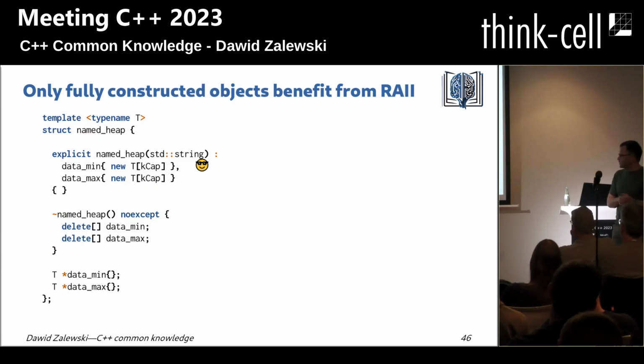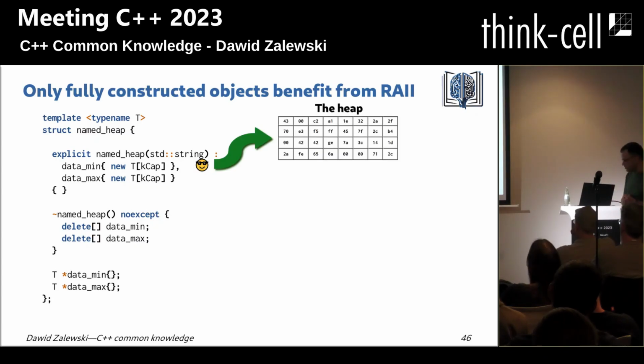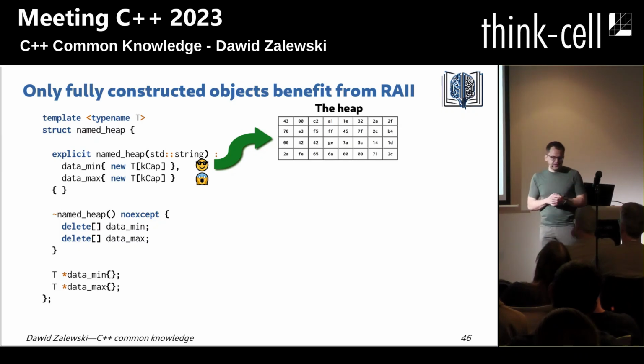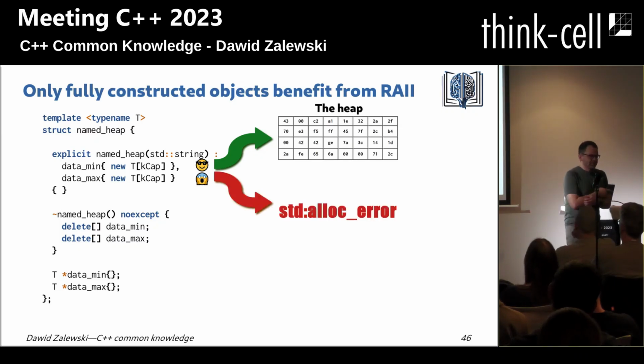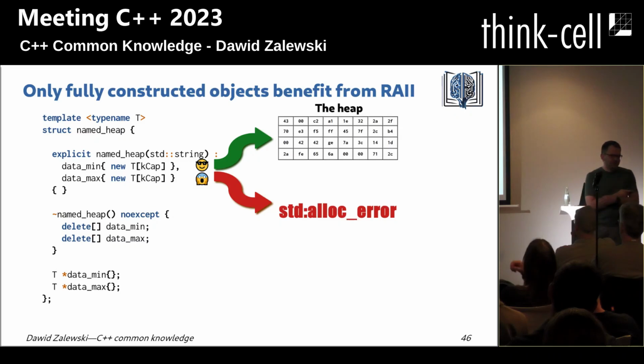In the process of calling the constructor, the data min is allocated on the heap. Everything goes fine. And now the data max is not allocated. We get the std::bad_alloc error. Something very unlikely to happen, but generally speaking, errors do happen in the construction. Not bad_alloc maybe, but something else. On the other hand, you might be on an embedded system, a resource-limited system, and bad_alloc will happen.